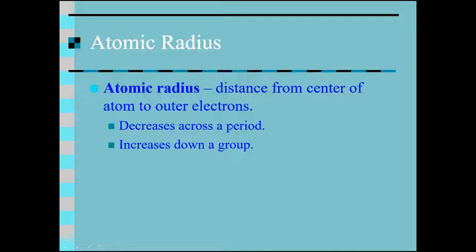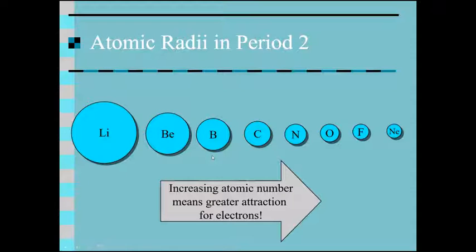It decreases across a period and increases down a group. This is because the number of protons increases from left to right in a periodic table, and therefore these protons attract electrons and the size shrinks, and the number of shells increases down a group. Therefore when we move from top to bottom, the size increases and the power of the protons to attract electrons decreases from top to bottom.